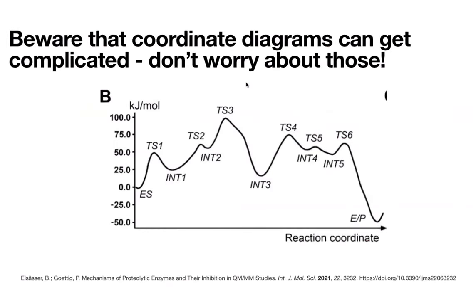Be forewarned that coordinate diagrams can get really, really complicated, and don't worry about those. All I need you to do is be able to look at a coordinate diagram, recognize where the intermediates are, where the transition states are, use them to identify if overall the reaction is thermodynamically favorable, and identify what the rate limiting step would be. So if we look at the rate limiting step here, although TS3 has the highest free energy, it actually looks like it has a smaller activation barrier than getting from this INT3 to this TS4, this transition state. But I'm not going to be showing you anything as complicated as this, so don't worry about it.